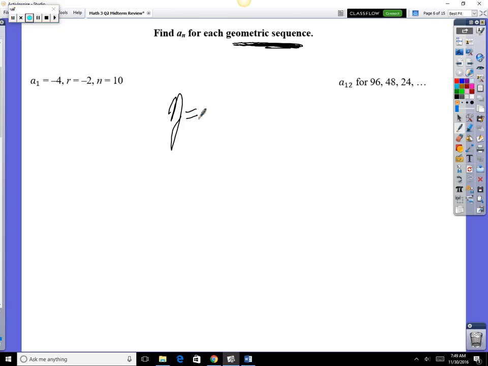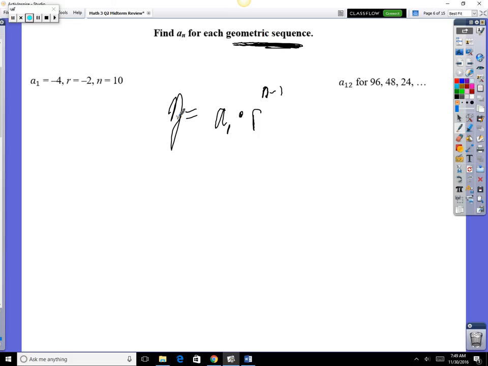is y equals the very first one, times the rate, the ratio at which it's growing, to the n minus 1. Okay, so this was the model for a geometric sequence. Make sure you got this in your notes.